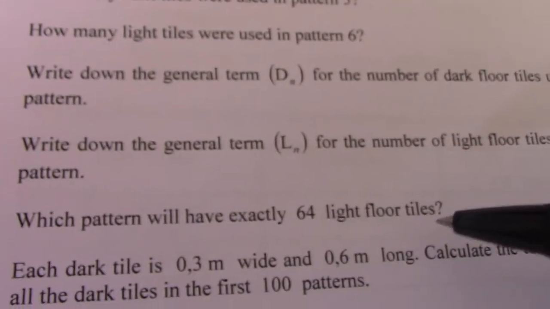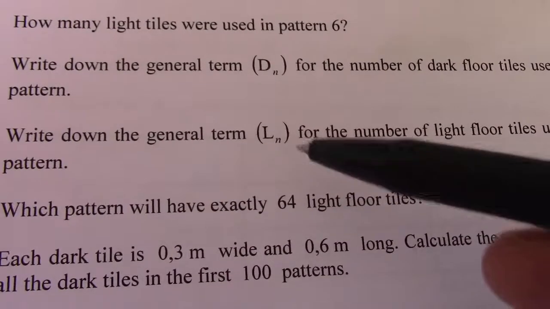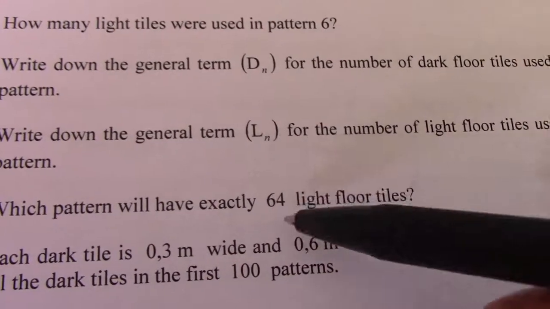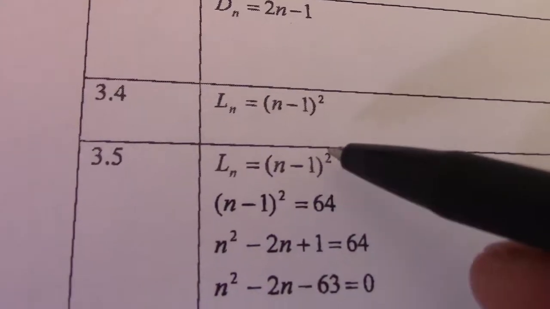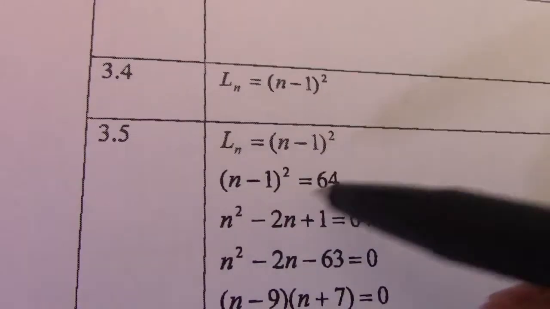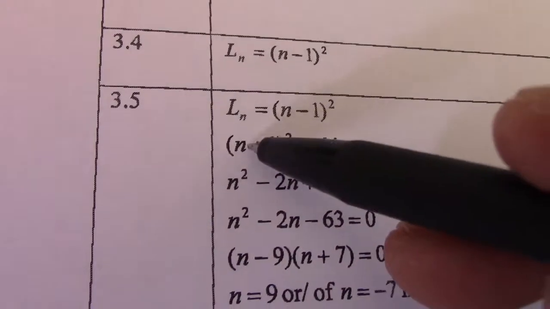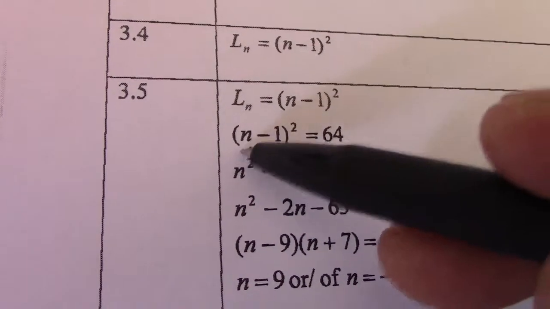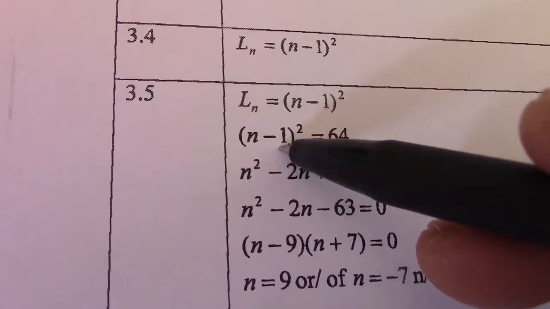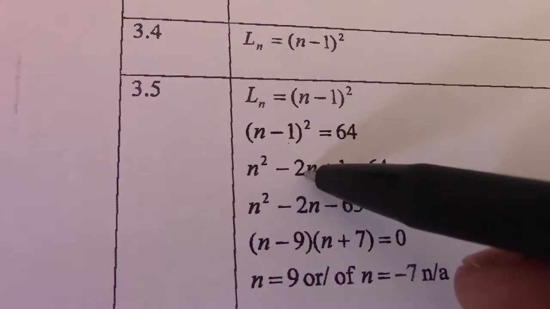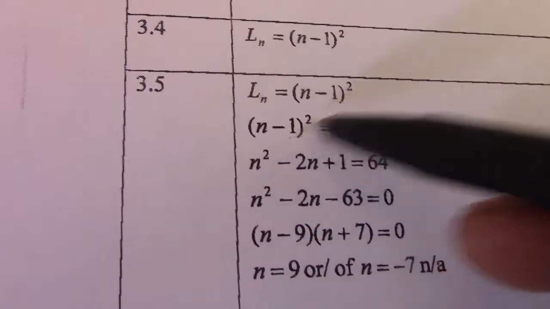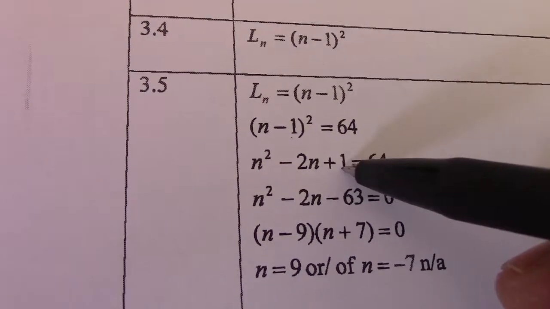3.5. Which pattern will have exactly 64 light floor tiles? So now I have to use Ln, that equation. So I would now say Ln is n minus 1 all squared. So n minus 1 all squared equal 64. n times n, n squared. n times minus 1 gives me minus n times 2, which gives me minus 2n. Negative 1 times negative 1 becomes positive 1.